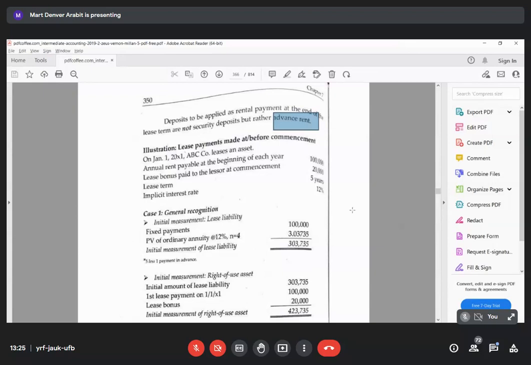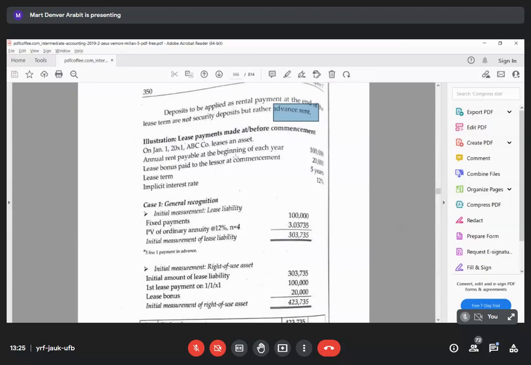Lease payment made at or before the commencement. Okay, so on January 1, ABC leases an asset which annual rental payable is 100,000 at the beginning of each year. So, we will use annuity due. Lease bonus paid to the lessor at commencement date, which is 20,000. So, this is an advance payment. Lease term is 5 years, so there will be no purchase option since lease term lang yung binigay. And implicit interest rate, 12%.